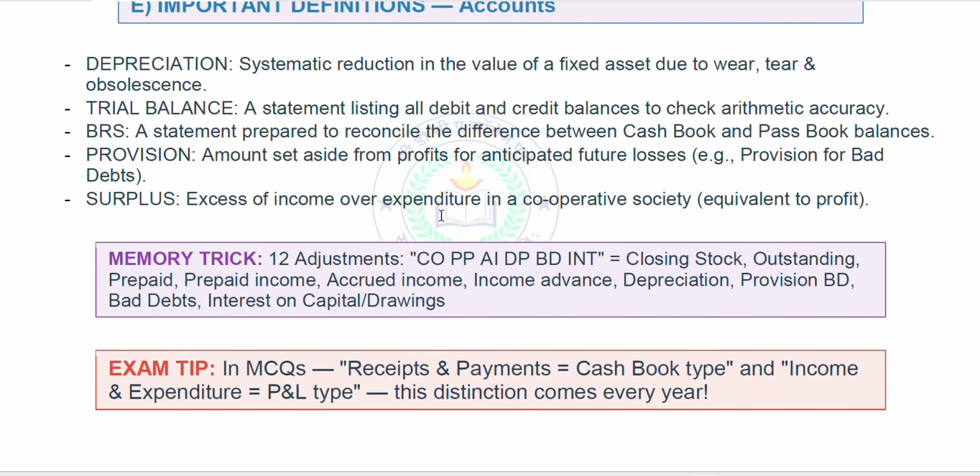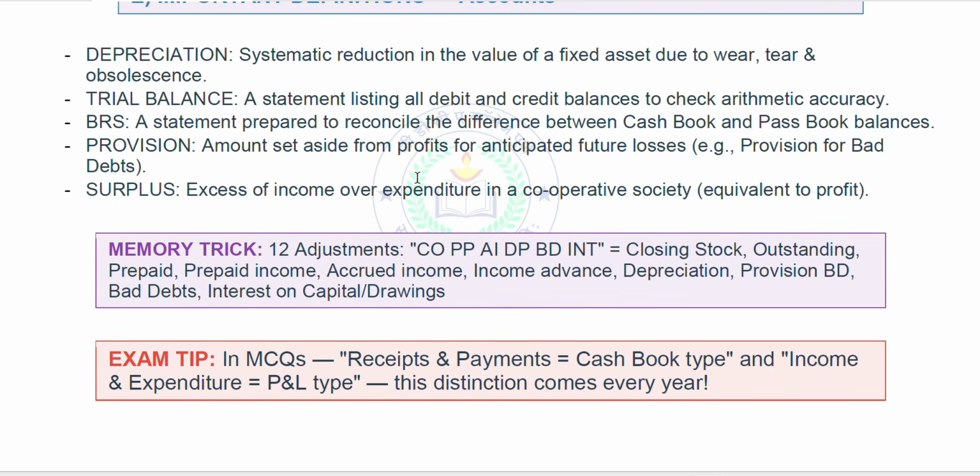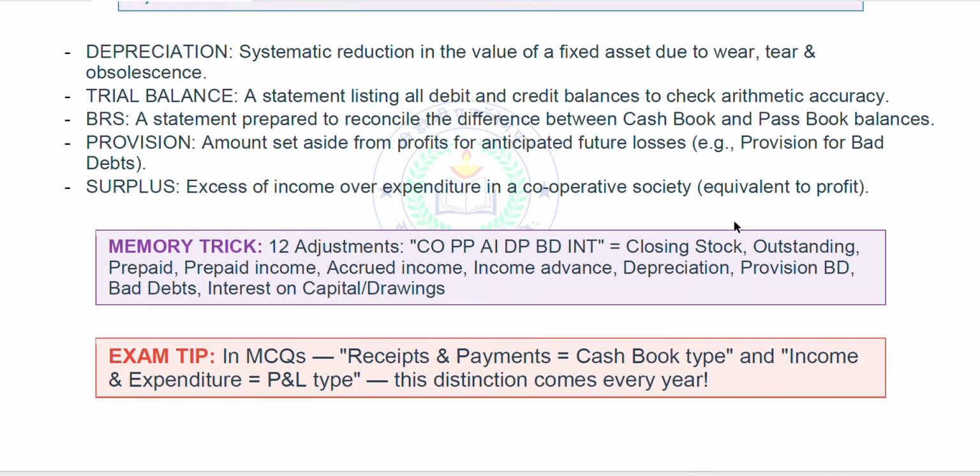Provisions: amount set aside from profit for anticipated future losses. Example, provision for bad debts. Surplus: excess of income over expenditure in a cooperative society, equivalent to profit.